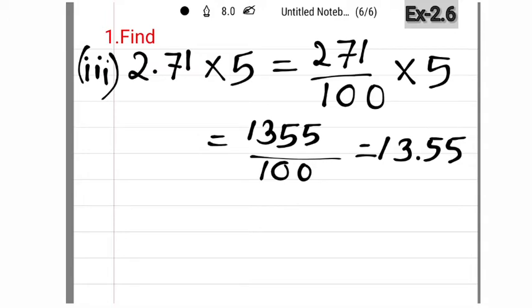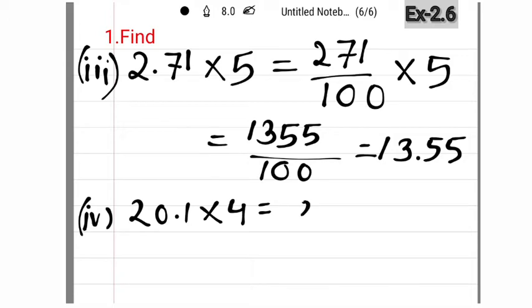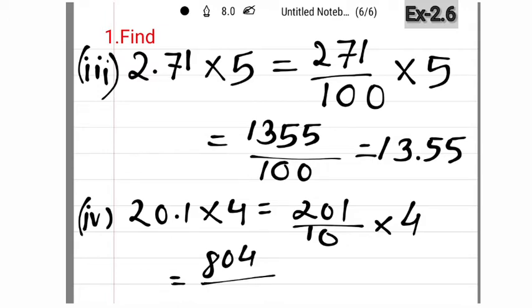Now come to your IV bit. Your question is 20.1 into 4. Here also let's convert it. 20.1 will become 201 by 10 into 4, and when 201 is multiplied with 4, we will get 804 by 10. Now we can simply convert it into decimal and we will get 80.4.